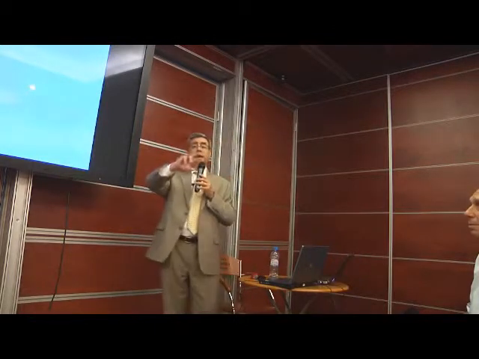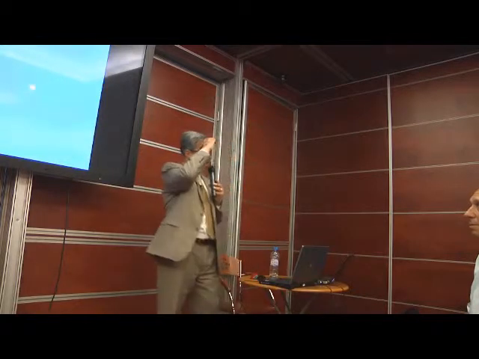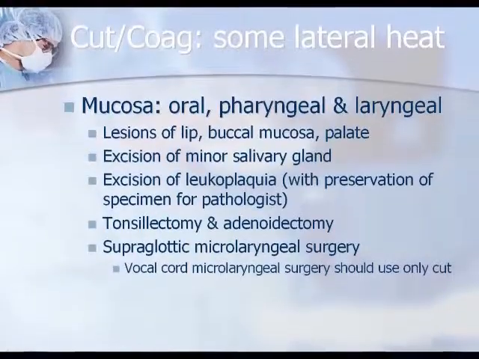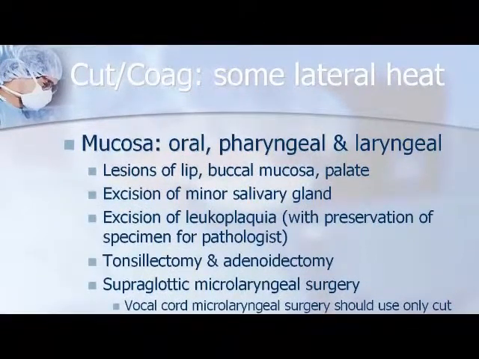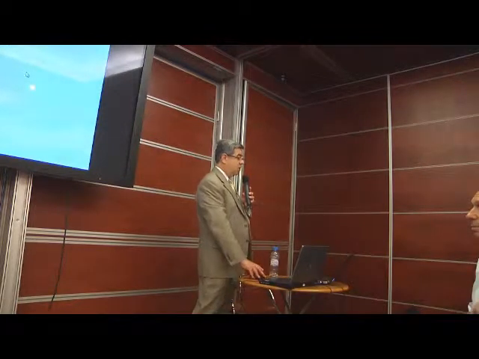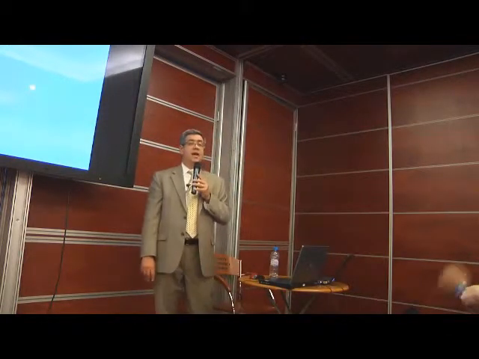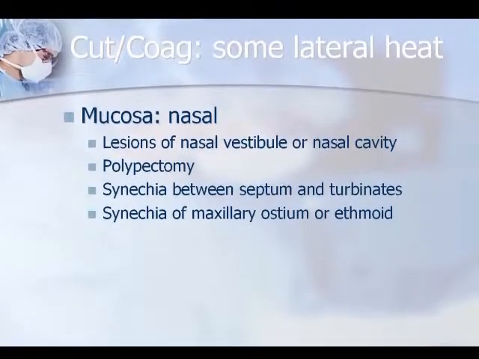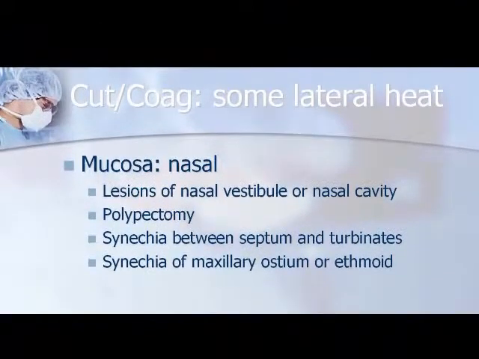When we use the cut coag, this is the combination now of cutting and coagulation, I like to use this in mucosa. So, lesions of the nasal vestibule or the nasal cavity, polypectomy, synechia between the septum and turbinates, synechia of the sinus. And in the oral cavity, oral pharyngeal and laryngeal cavities, we can again use this great tool for mucosa. Lesions of the lip and buccal mucosa, palate, minor salivary glands, wonderful for getting minor salivary gland tissue and the lip. Leukoplakia with preservation of the specimen.